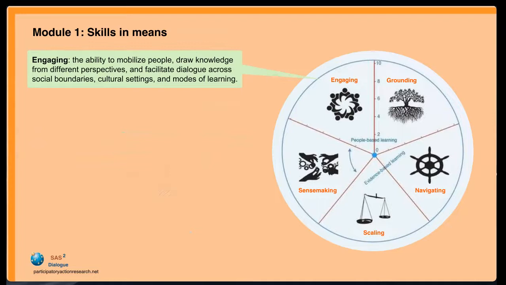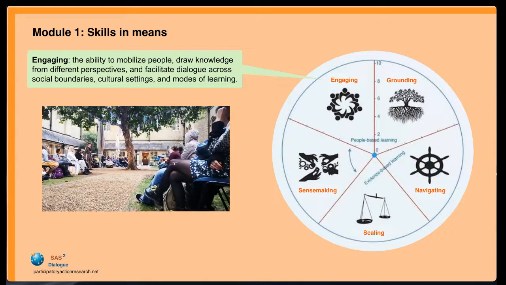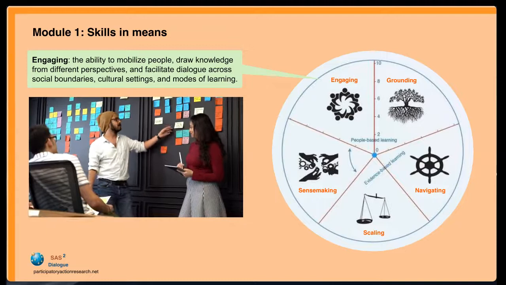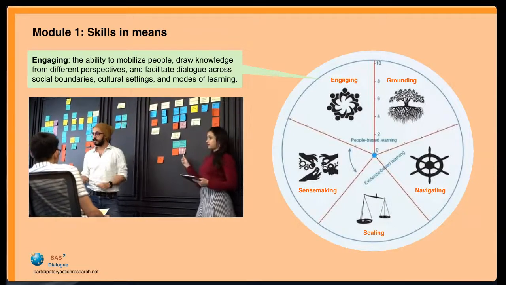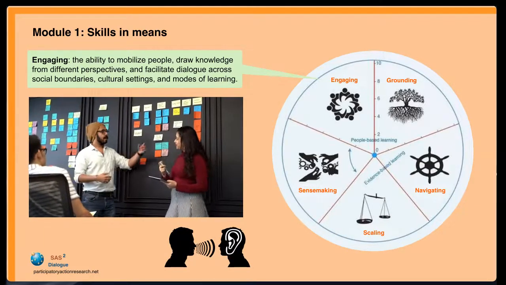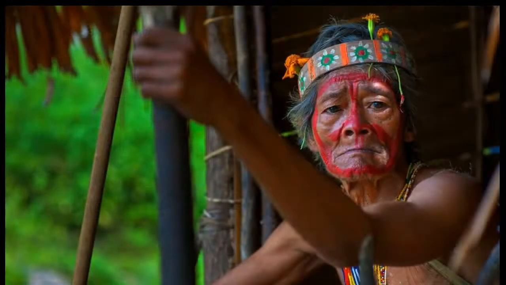The first skill consists in being able to engage people, draw knowledge from different perspectives, and facilitate dialogue across social boundaries, cultural settings, and modes of learning. Good facilitation means being able to create a safe environment, suspend judgment, and support attentive listening among participants. Engaging people also requires the ability to accommodate differences in language and styles of communication. By the way, some local ways of doing things may be well established and work well. Storytelling and visual cues in non-literate societies, for example.